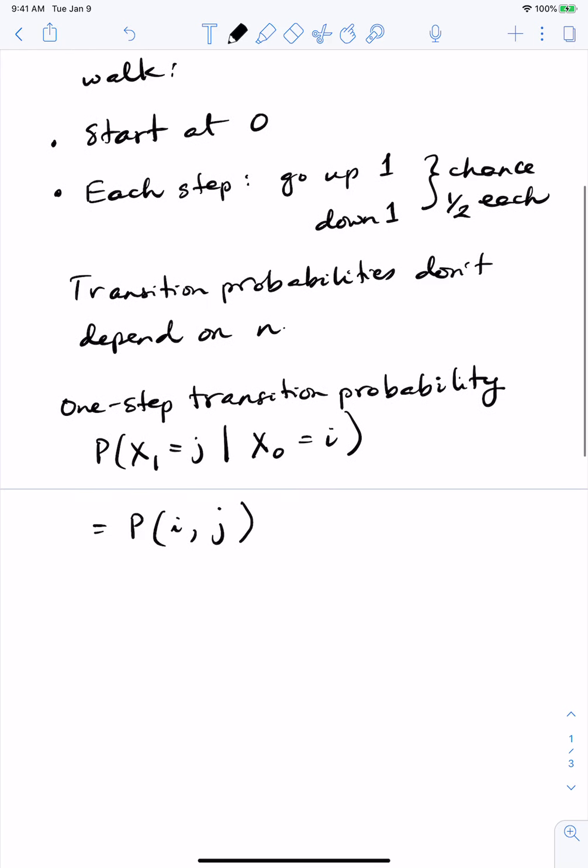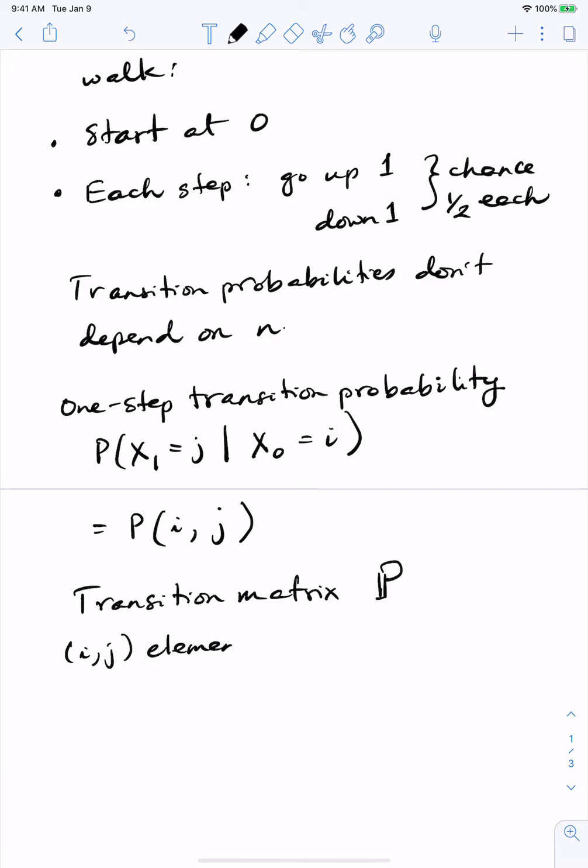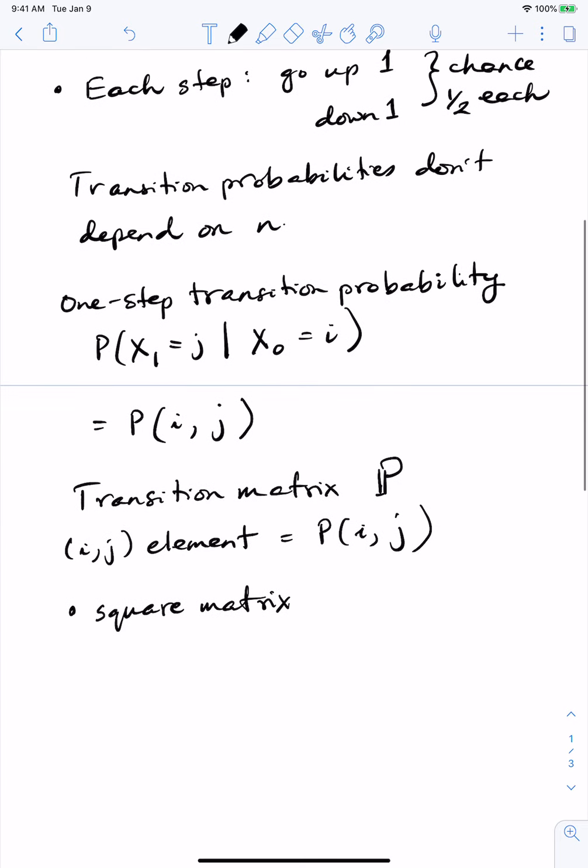And these transition probabilities can be collected into a transition matrix, which we'll denote by capital P, and its ij element is this one-step transition probability that we've just defined. So P is a square matrix. The rows and columns are indexed by the states.